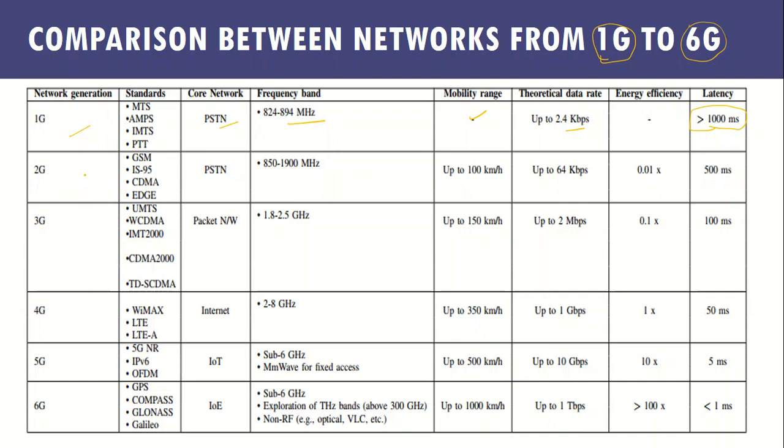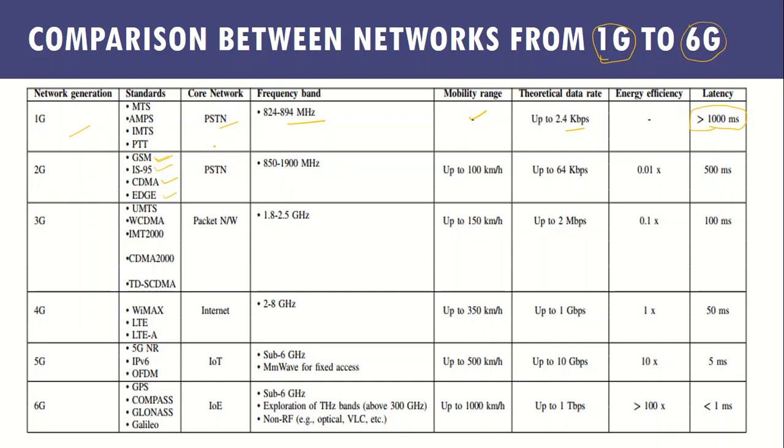So after that, in the 1990s, the 2G, second generation, was introduced. Here the standards were the Global System for Mobile Communication, GSM, and CDMA, code division multiple access, IS-95, and EDGE. EDGE is nothing but the 2.5G.